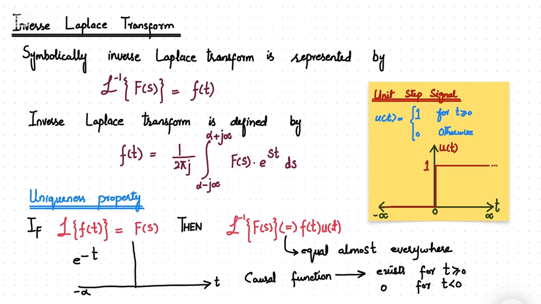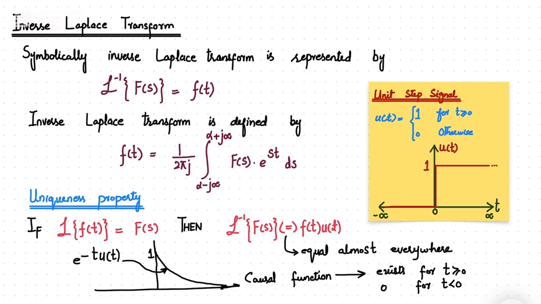This is the sketch of e raised to power minus alpha t when t is from minus infinity to plus infinity. What is the sketch of e raised to power minus t into u of t? Because we have multiplied that function by u of t, the sketch of e raised to power minus alpha t into u of t is going to be like this only. This is amplitude 1. After 5 time constants, this amplitude is going to be 0. This is the sketch of e raised to power minus alpha t into u of t.